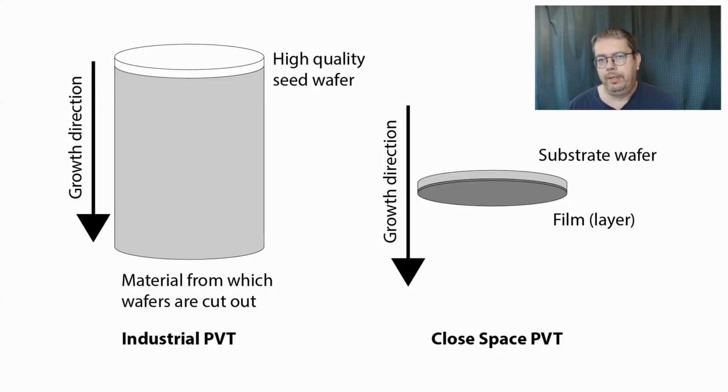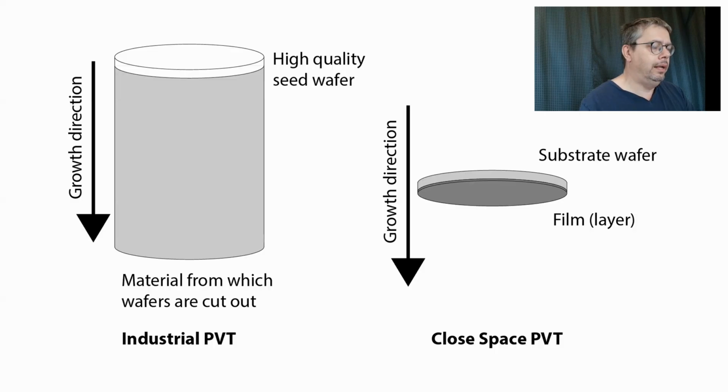The growth is fairly similar. On the left side, we see the typical schematic of the growth of silicon carbide to make wafers. So this is now an industrial process. So let's call it industrial PVT. And on the right side, you see the CS-PVT, closed-base PVT process and schematic.